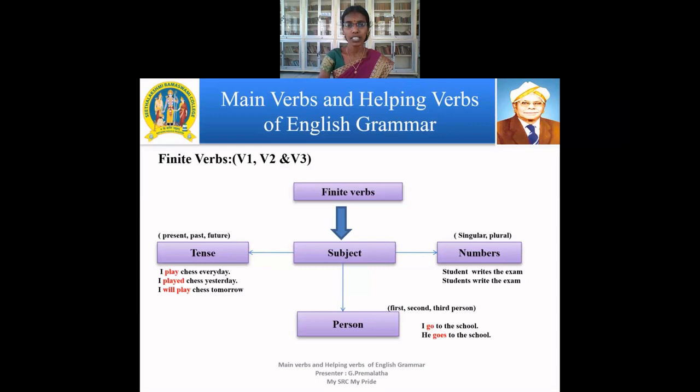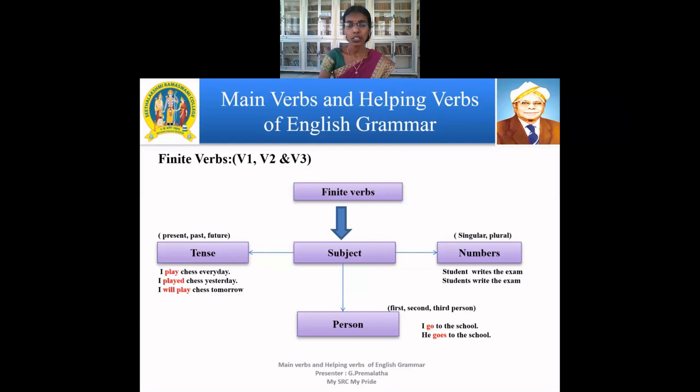Then finite verbs are used to denote the numbers. I have given some examples. Student writes the exam. Here only one student is mentioned, so I have used writes, with the verb we just used s. Next sentence, students write the exams. Here more students are mentioned, so we have used write, the V1 verb.